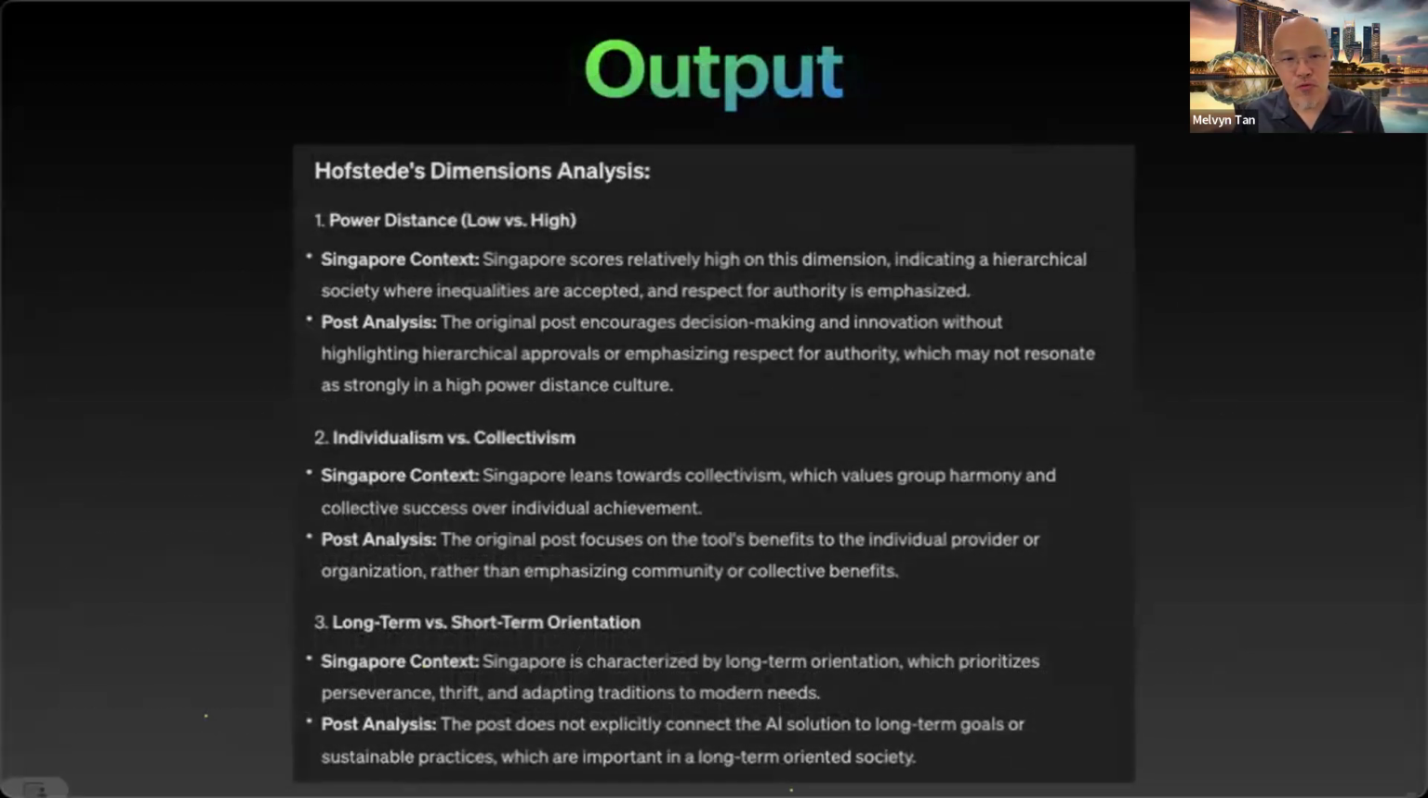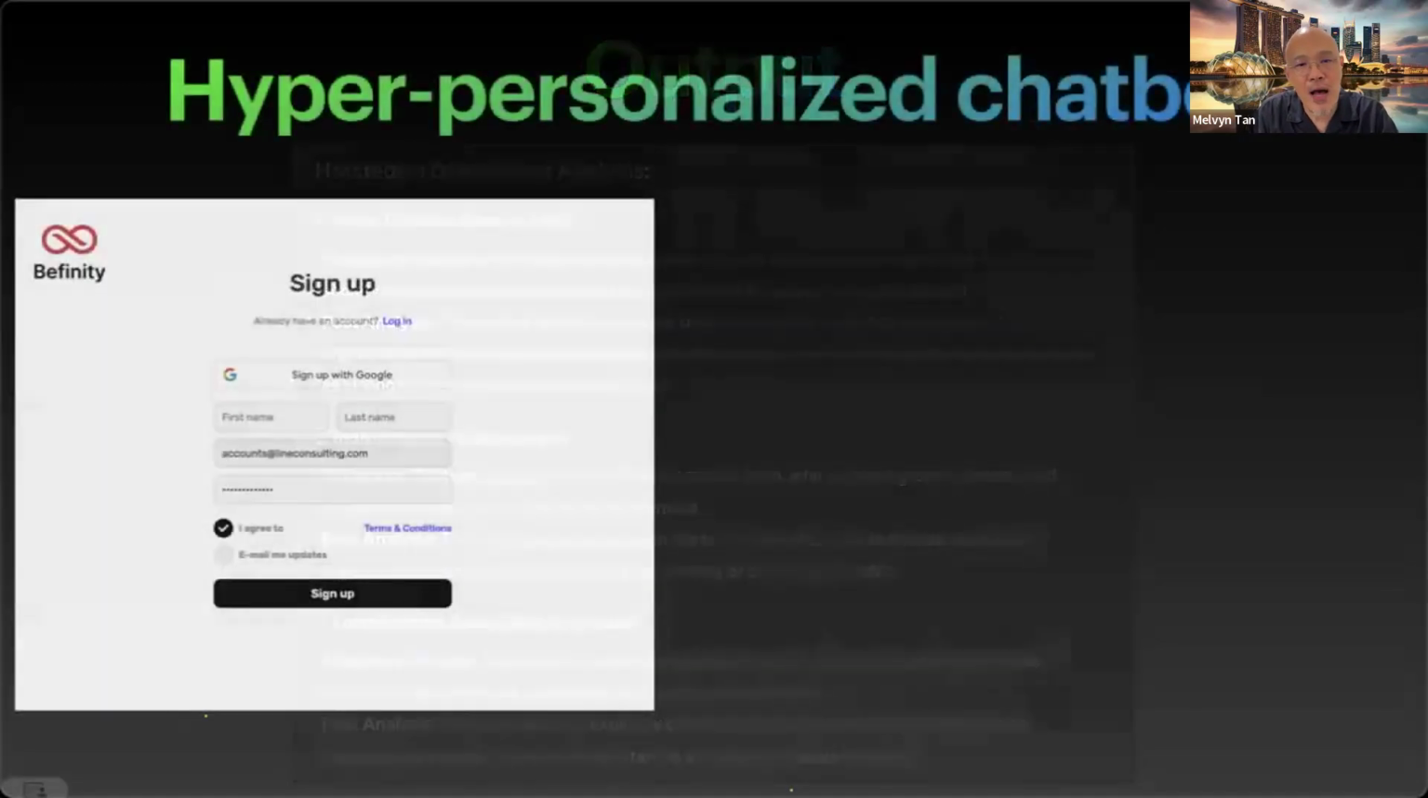And so this is the output from ChatGPT. It's saying that, well, in terms of power distance, I leave you to read on your own, power distance, what it means. So the original post encouraged decision making and innovation without highlighting hierarchical approval. But over here, we are pretty much, right? Those are the kind of differences that, if you're not aware of it, if you just get the output from ChatGPT, you might have a shock. Okay, so those are some outputs.